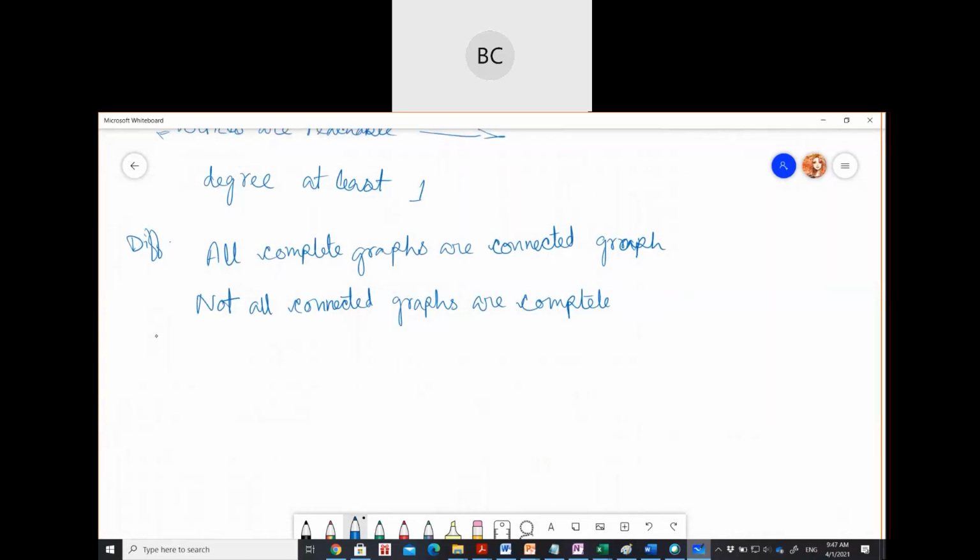See, it takes just one edge to get from one vertex to any other vertex in a complete graph. But in case of a connected graph, it may take more than one edge to get from one vertex to another. Okay, so in a complete graph, to move from one vertex to another, it will take just one edge. But in a connected graph, it can take many edges.